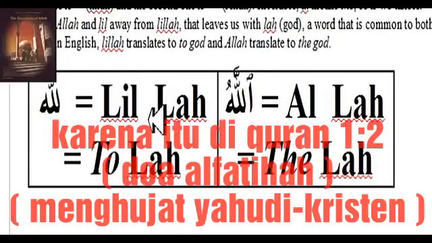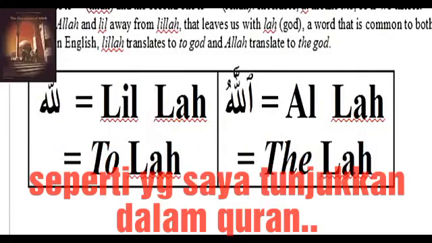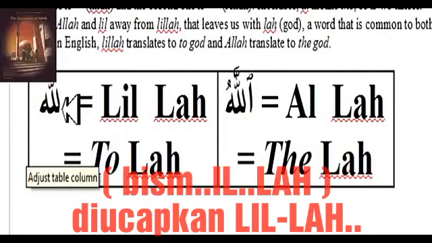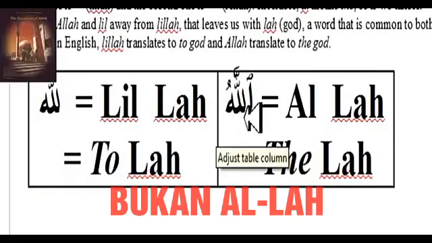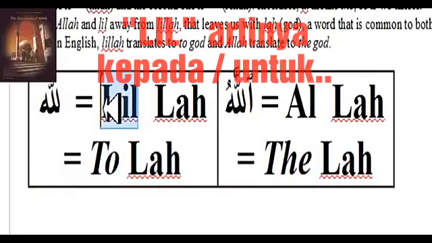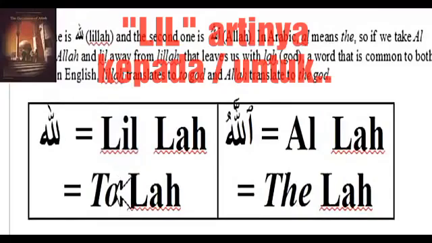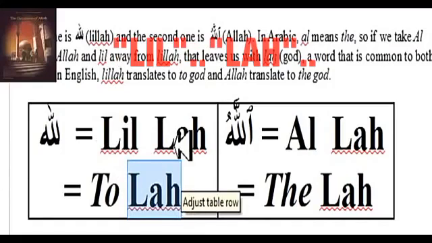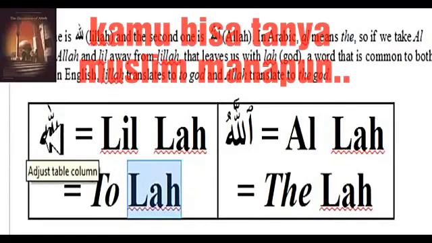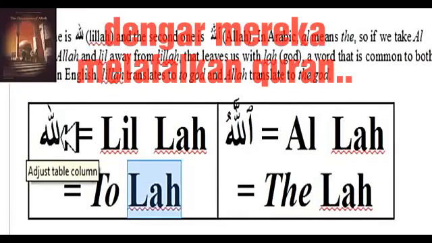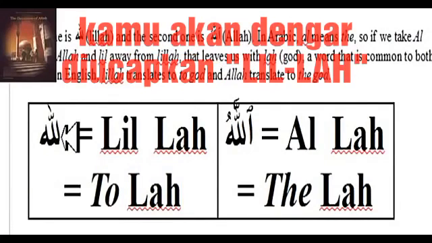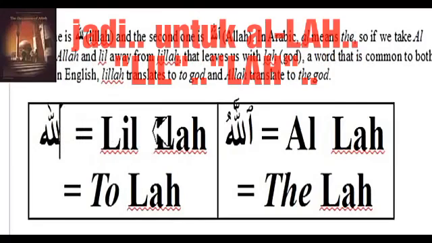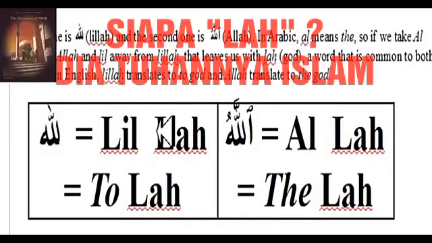And this is why you see in chapter 1, verse number 2, as we showed you in the Quran, it's coming as Lillah. Lillah, not Allah. Lil means to. To who? To Lah. You can ask any Muslim, he will read that. You can listen to a recitation of the Quran, you will see this word is coming Lillah. So to Allah, Lillah. So who is Lah? This is the God of Islam.